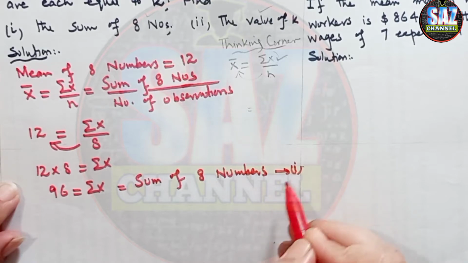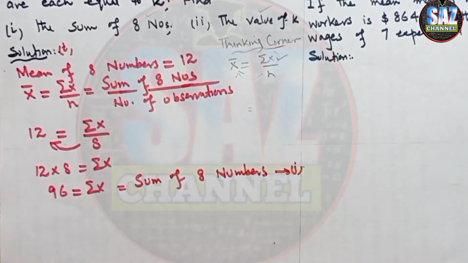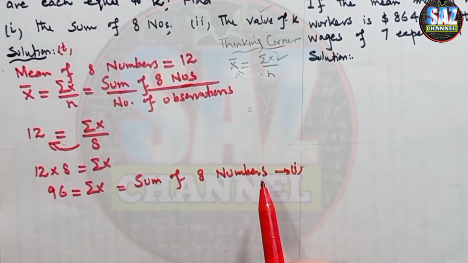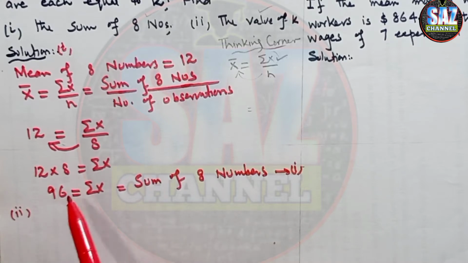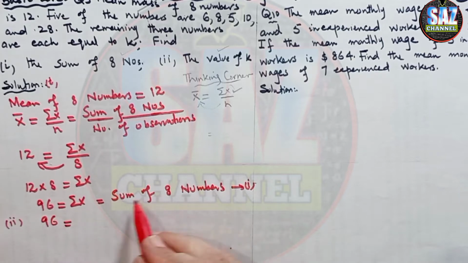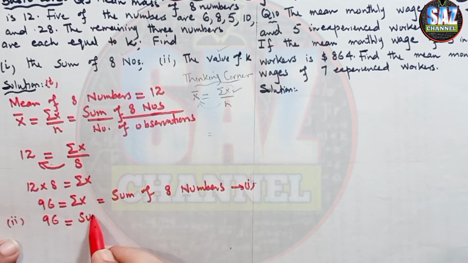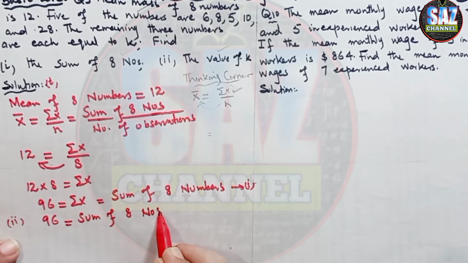This is the first requirement of the question. This is the first part that we are discussing. Now we have the sum of 8 numbers with us, and the second part is to find the value of k. In order to find the value of k, we have to equate this 96 to the sum of 8 numbers. Again, I have to take this equation, sum of 8 numbers. Now what are those 8 numbers?